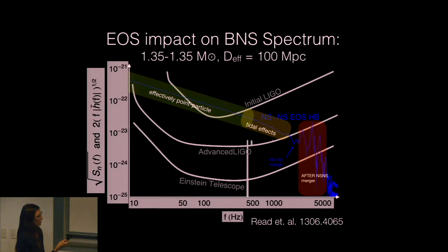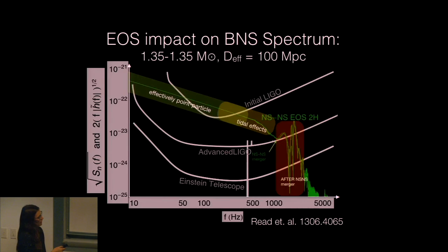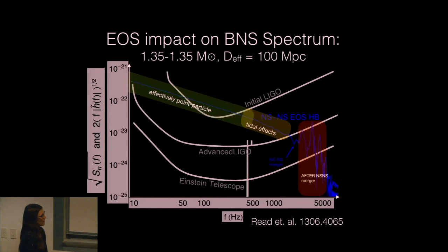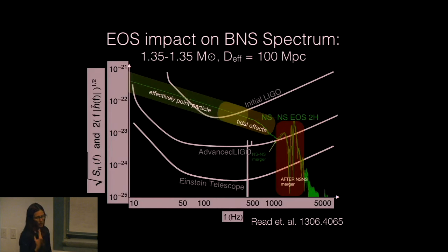If we make the equation of state properties more extreme, so the 2H equation of state that I showed earlier, this changes everything back to where the tidal effects come in. They come in at lower frequency. The entire merger is shifted, and the departures from the binary black hole equivalent are more significant.